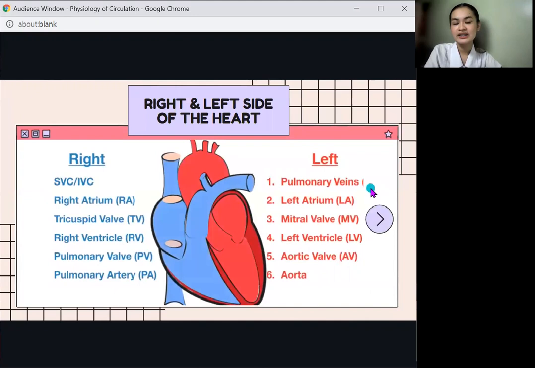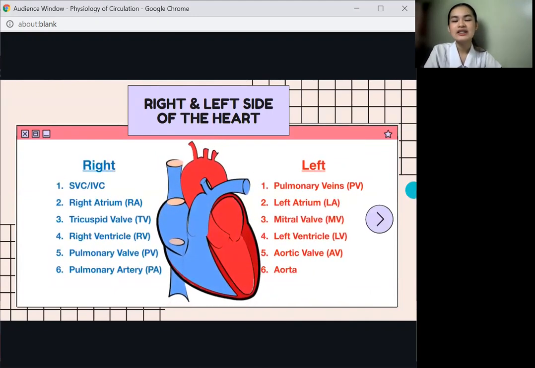So now for the right and the left side of the heart. The right side of the heart's job is to transport the deoxygenated blood from the body to the lungs where it can be oxygenated. The parts of the heart that are associated with the said function are the following: SVC, IVC, right atrium, tricuspid valve, right ventricle, pulmonary valve, and the pulmonary artery.